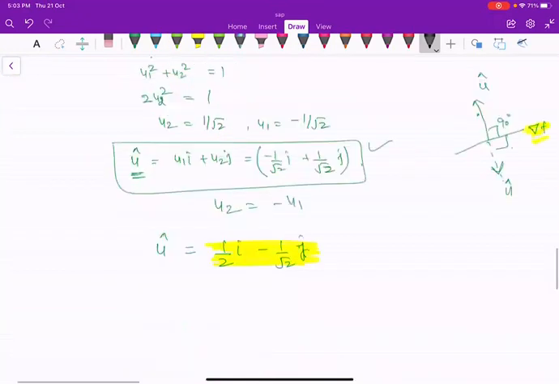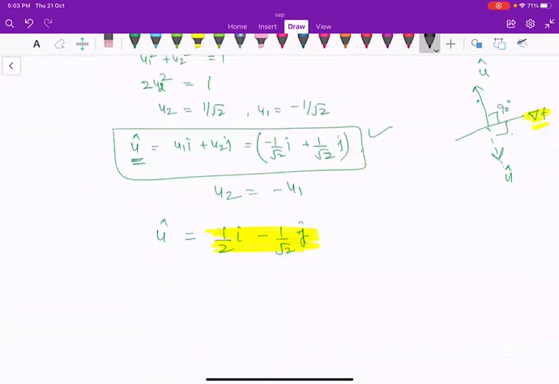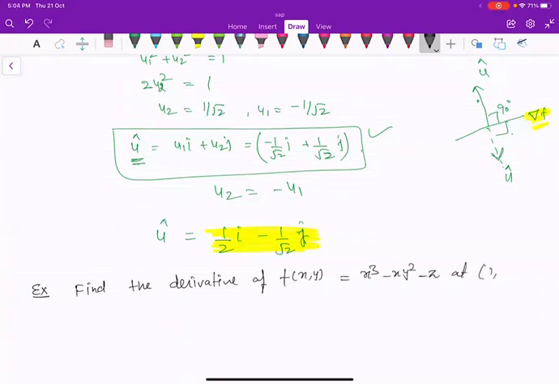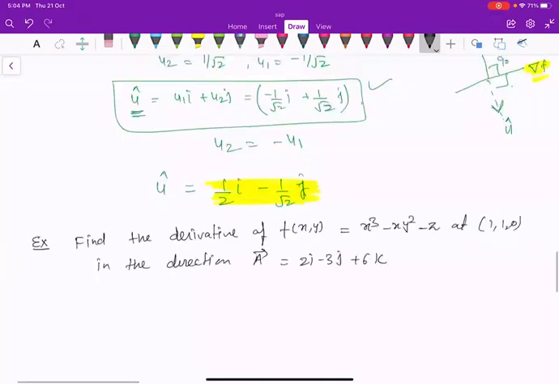Yeah, so one more example, let's do here. Find the derivative of the function f(x, y, z) = x cube minus x y square minus z at 1, 1, 0 in the direction A equal to 2i minus 3j plus 6k. Okay, so this is the example.